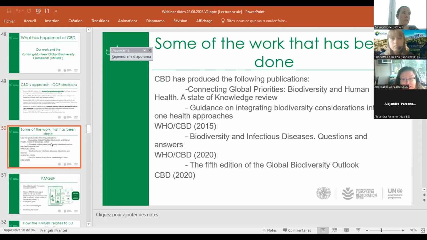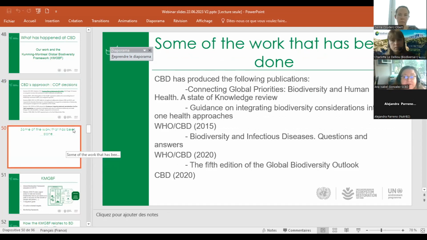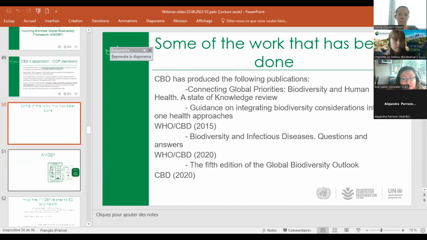So some of the work that has been done, you can find on our website. Most of the work, the CBD doesn't work in isolation. We work in cooperation with different stakeholders. So these were done with the World Health Organization. There's this publication on connecting global priorities, biodiversity and human health, a state of knowledge, guidance on how to integrate biodiversity considerations into One Health approaches, and biodiversity and infectious diseases. And there's also the fifth edition of the Global Biodiversity Outlook that I recommend that you read. So the next slide, please.